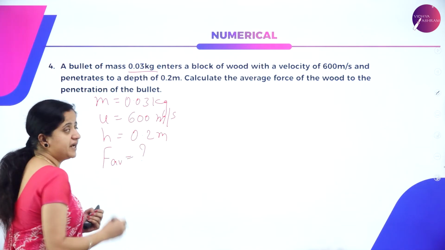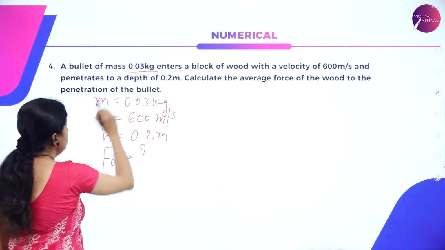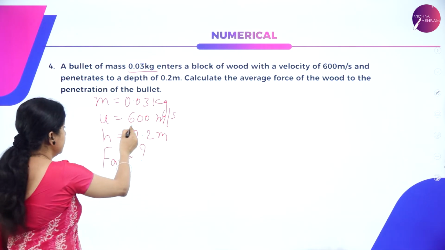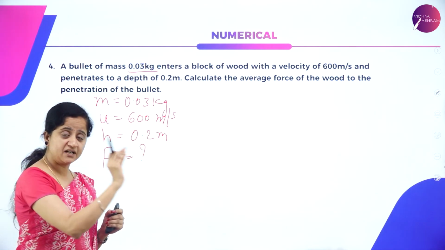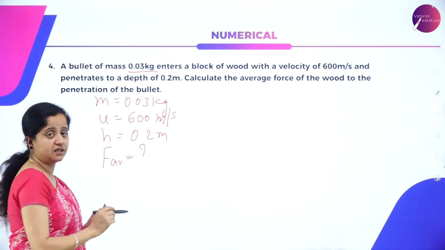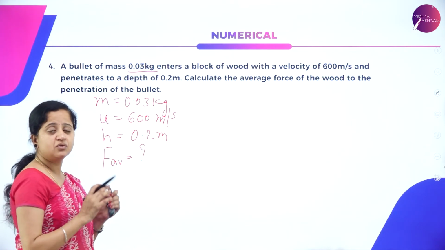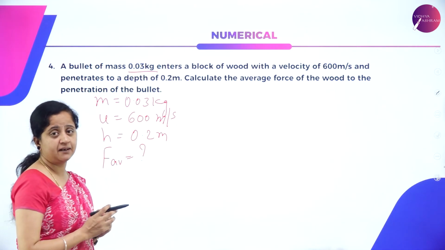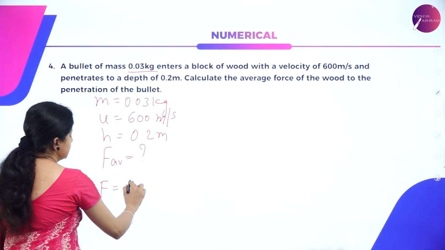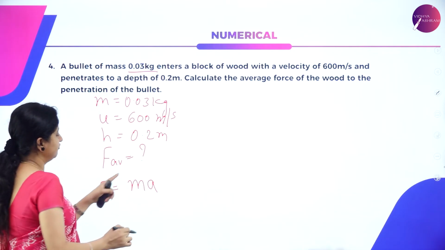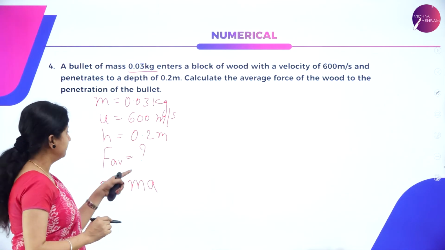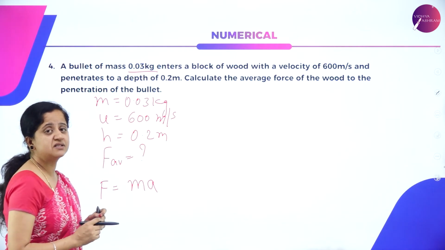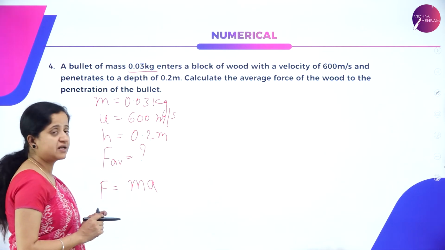And here we have the data, that is mass of the bullet 0.03 kg, and it is entering with a velocity of 600 meter per second and it penetrates to a depth of 0.2 meter. What is the average force? So how can we calculate the average force with the help of these data? To calculate force, we need the values of mass and acceleration. But the acceleration is not mentioned here in the question. How to find the value of acceleration?